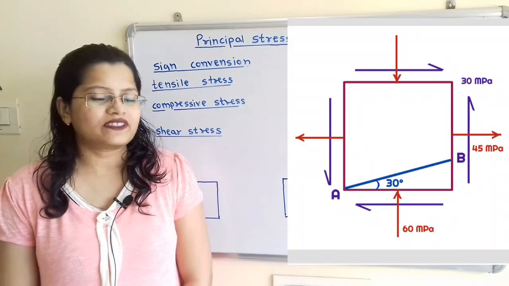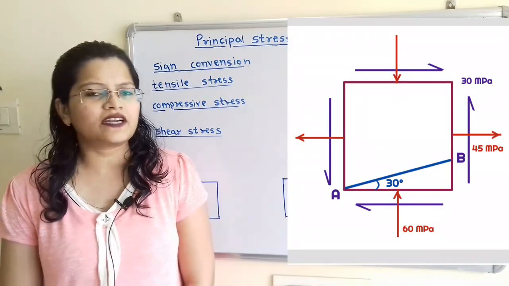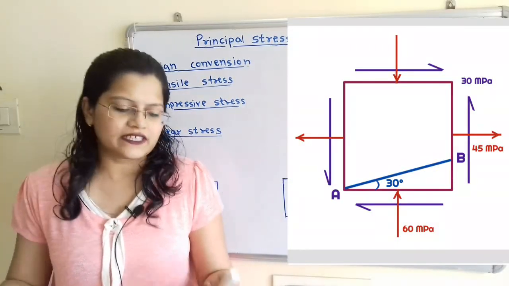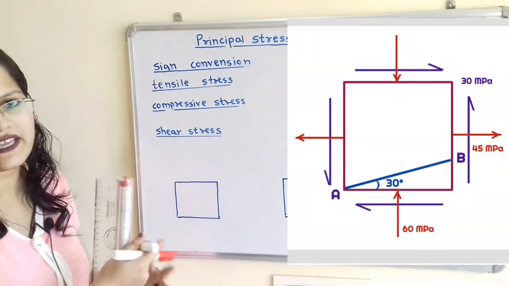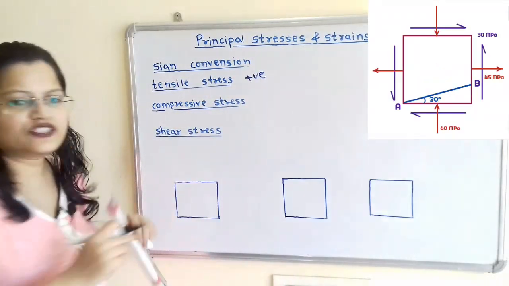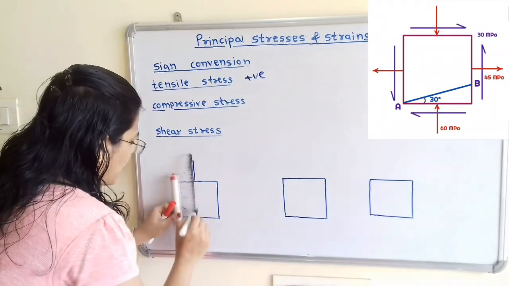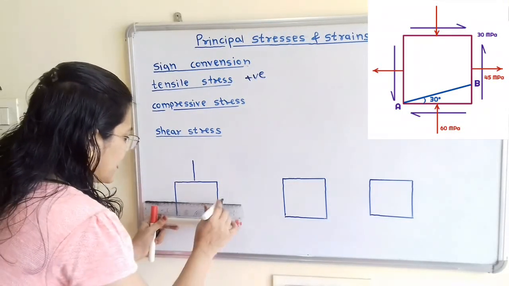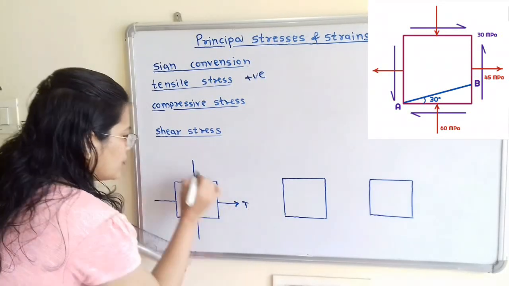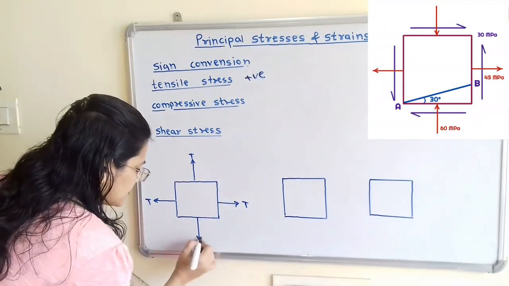To find out the different parameters for the given diagram, let us first understand the sign convention. For the tensile stress, we will use the positive sign. So we will first show the direction of the arrow in the outward direction from this given body, and that is known as the tensile stress. We will use the letter T to show the tensile stress.